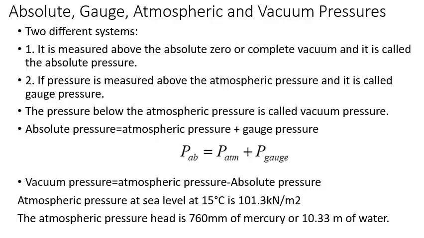The atmospheric pressure at sea level and at 15 degrees centigrade is 101.3 kilonewton per meter square, and the atmospheric pressure head is 760 millimeter of mercury or 10.33 meter of water. So these are some standard pressure values that are considered. The atmospheric pressure at sea level is 101.3 kilonewton per meter square. The atmospheric pressure head is taken as 760 millimeter of mercury or 10.33 meter of water.